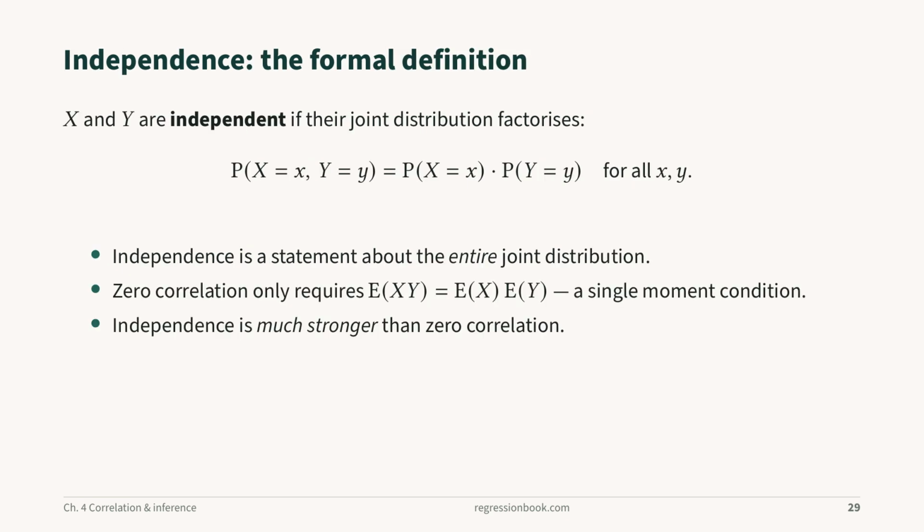Independence has a demanding formal definition. The joint distribution factorizes into the product of the marginals for every pair of values. 0 correlation requires only one moment condition, that the expectation of the product equals the product of expectations. A single equation versus a statement about the entire joint distribution. Independence is much stronger, and the gap between them is where intuition goes wrong.